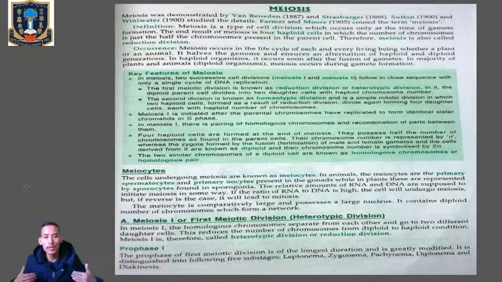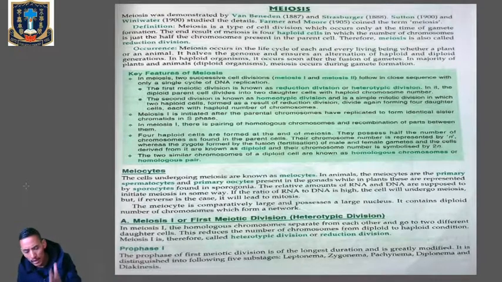For example, in human beings we have 46 chromosomes, but during meiosis for gamete formation, the gamete that is produced will be haploid. It will contain only 23 chromosomes, whether it is a sperm or the ovum. It is called heterotypic division, or also reductional division. Now meiosis 1 is divided into prophase 1, metaphase 1, anaphase 1 and telophase 1.